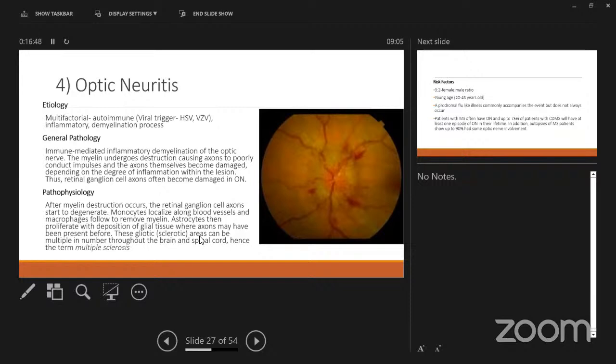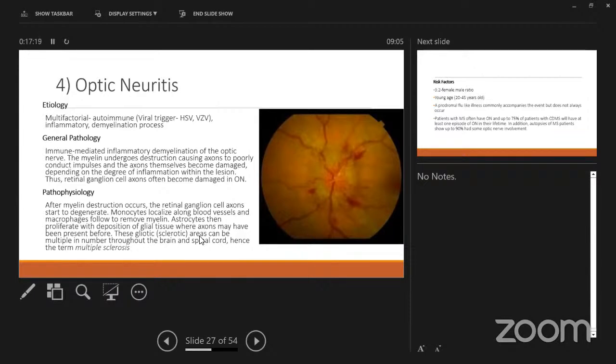The general pathology is an immune-mediated inflammatory demyelination of the optic nerve. The myelin undergoes destruction, causing the axons to conduct impulses poorly. The axons themselves become damaged, and thus retinal ganglion cell axons often become damaged. Pathophysiology is that after myelin destruction occurs, ganglion cell axons start to degenerate. The monocytes localize along the blood vessels, and the macrophages follow them to remove the myelin. Then, in their place, astrocytes begin to proliferate, resulting in deposition of glial tissue.